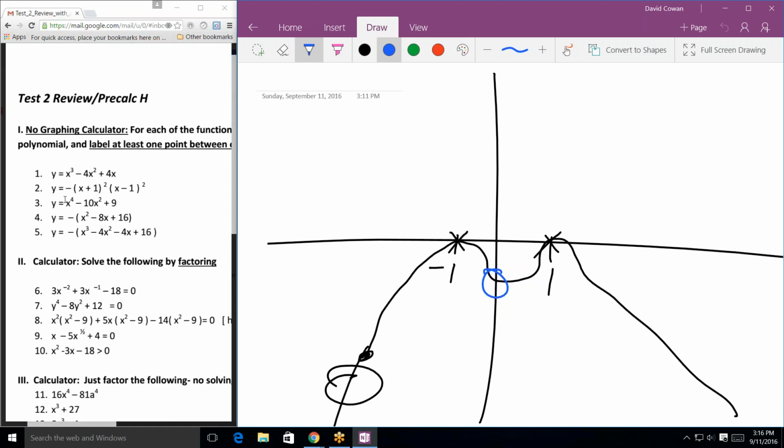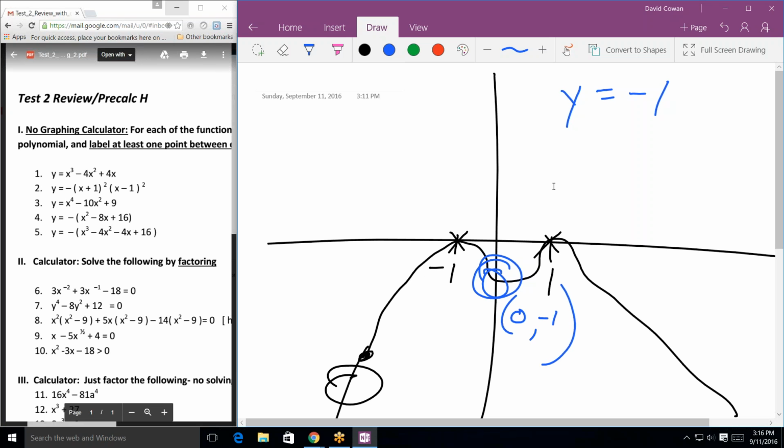You should get -1. Correct. And that is this point right here. So that point is 0, -1. And that answers their full question.